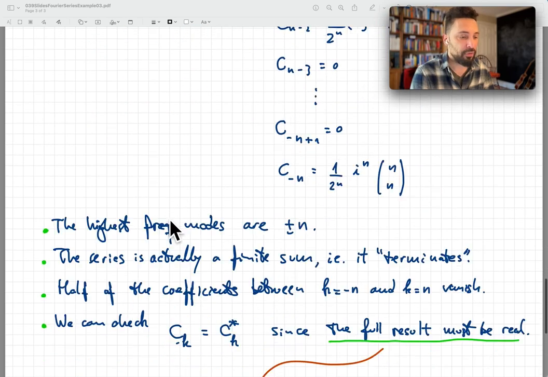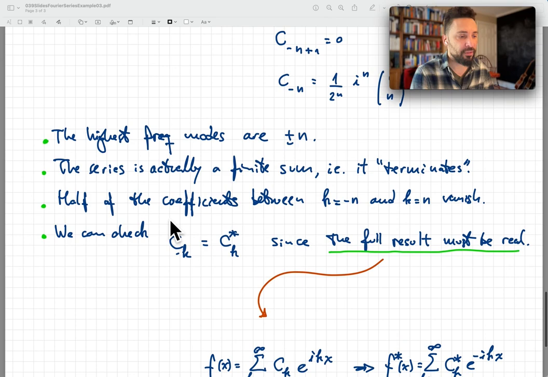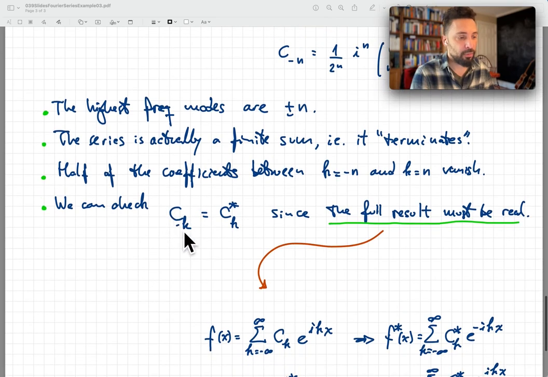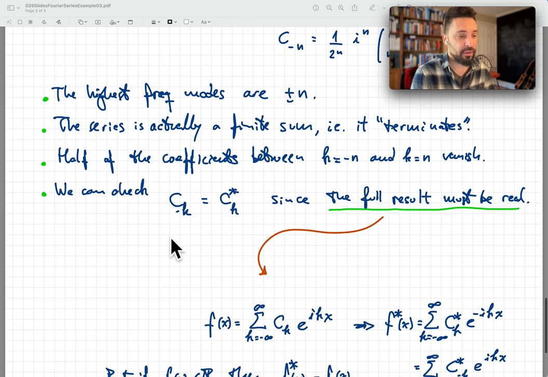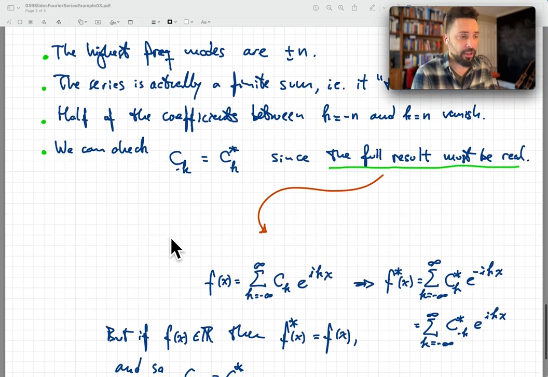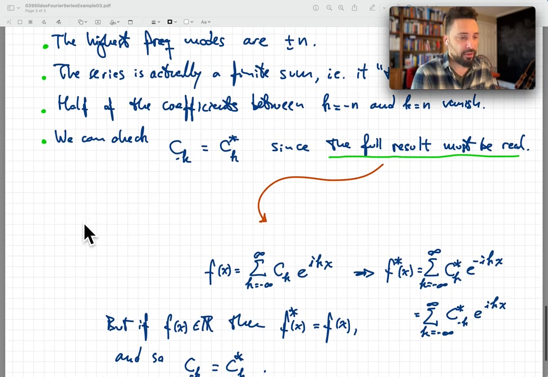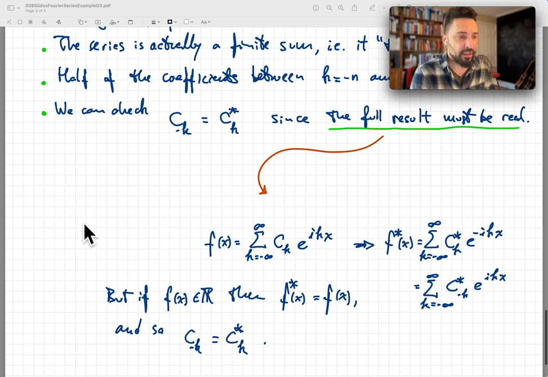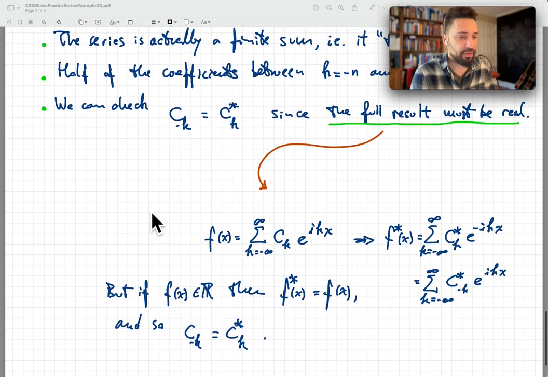So you always have this property that the Fourier series coefficients of order minus k are equal to c_k star if you expect the full result, if you accept the sum, to be real. And that's what we expect in our result, because the sine of x to the nth power is just real because the sine of x is real. So let's prove that this property has to hold. This is very simple to see.